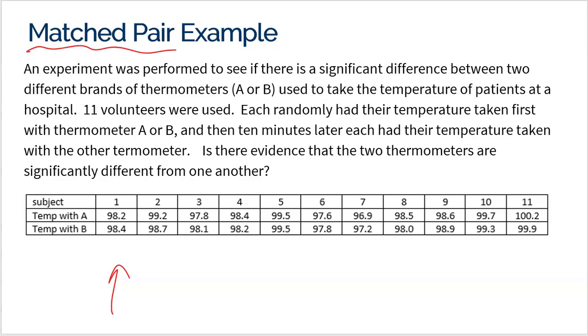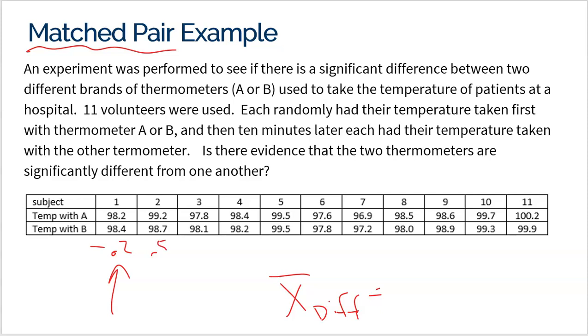All right, so at the end of the day, I do not care about thermometer A. I do not care about thermometer B. I only care about the differences. What I'm looking to do is find a mean difference. That's what I need. What is the mean difference? So for example, for subject 1, the difference was negative 0.2. For subject 2, the difference was positive 0.5. So I'm doing A minus B.